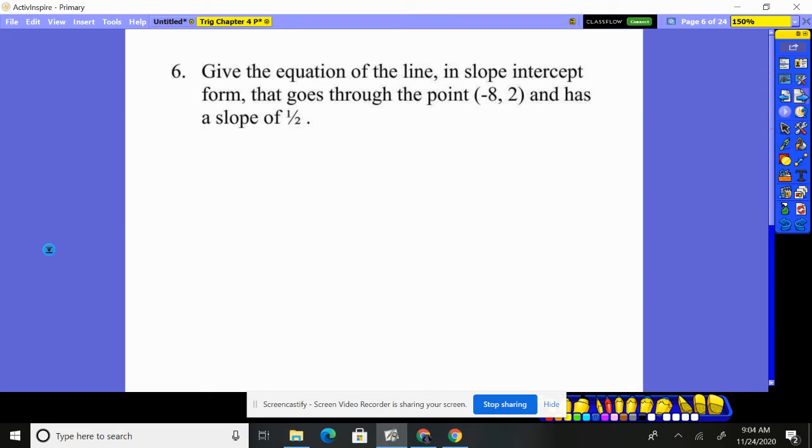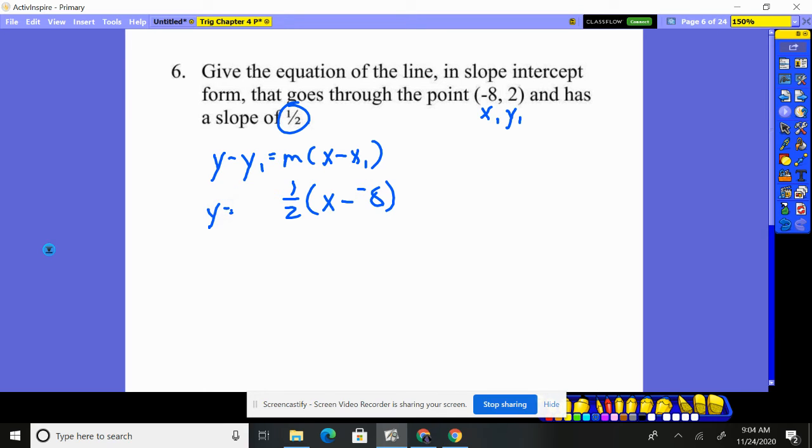Number 6, give the equation. As soon as it says that, again, right here, I go to the point-slope formula, the best formula there is. It gives me my x sub 1 right here, gives me my y sub 1, gives me my slope. Now, let me make sure I read it. It goes through these points and has this slope. Yep, it's that simple. Nothing complicated. X sub 1 is negative 8. That's the only complication.